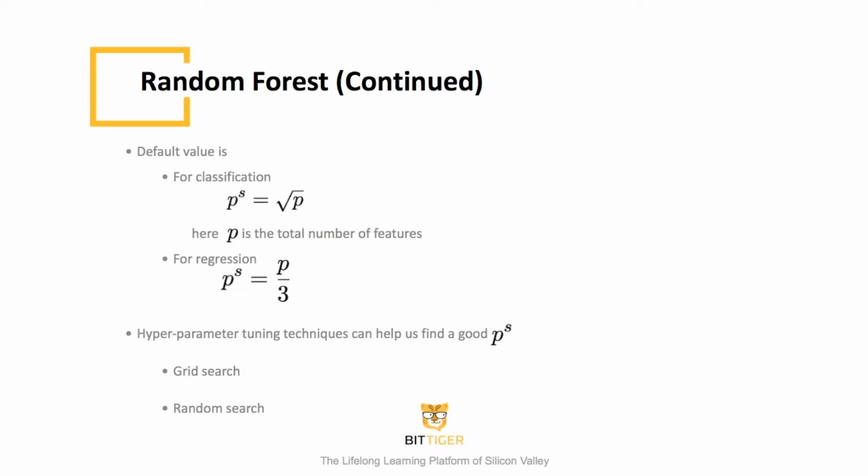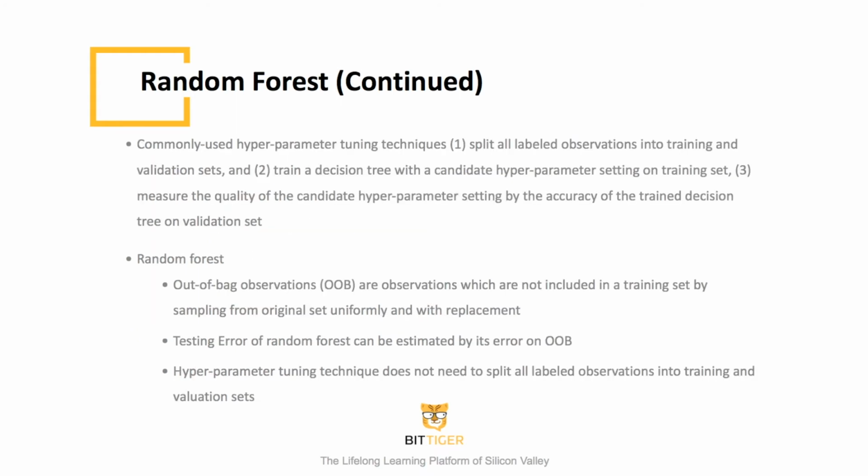For classification, the default value of p_s equals the square root of the total number of features. For regression, the default value of p_s is the total number of features over 3. We can also adopt hyperparameter tuning techniques, such as grid search or random search, which will help us find a good value of p_s automatically. Commonly used hyperparameter tuning techniques split all labeled observations into training and validation sets. Then they train a decision tree with a candidate hyperparameter setting on the training set, and measure the quality of the candidate hyperparameter setting by the accuracy of the trained decision tree on the validation set.